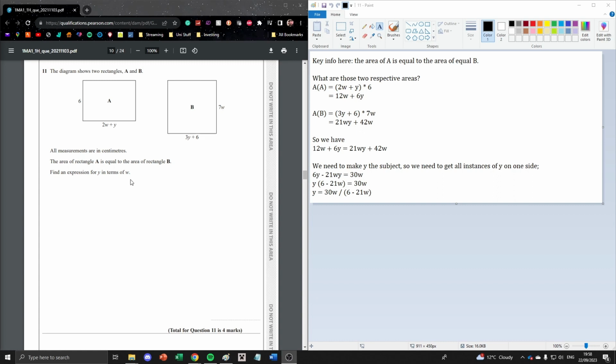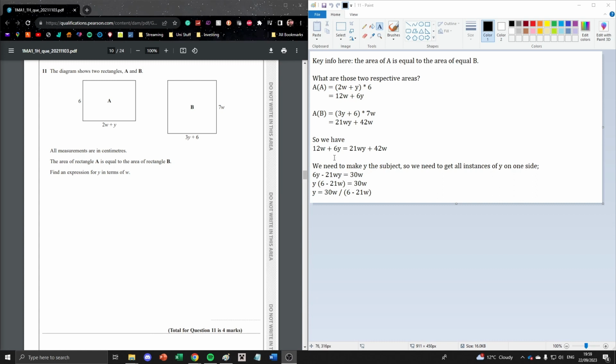Obviously, we're told the areas are equal, but we don't know what the areas are yet, so it'd be useful to find these areas. So the area of A is 2w plus y times by 6, which is 12w plus 6y, and the area of B is 3y plus 6, all times 7w. So obviously, 3y times 7w is 21wy, and 6 times 7w is 42w. So we can write from the equivalent areas, we can say 12w plus 6y, that's the area of A, is equal to 21wy plus 42w, which is the area of B.